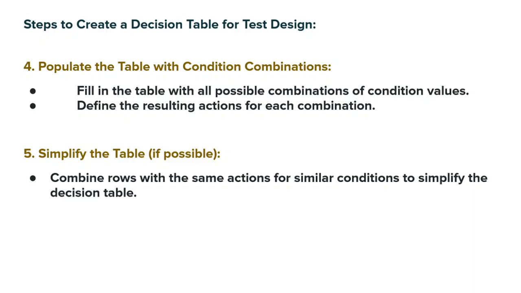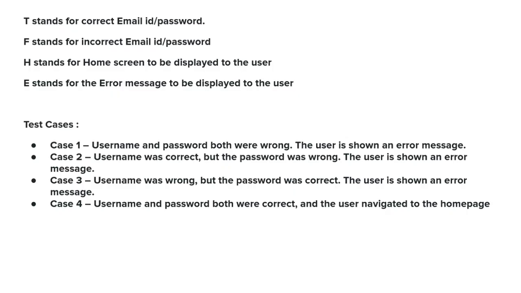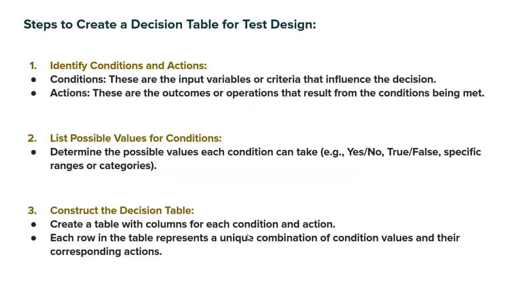So we have to identify what are the steps. We have to identify conditions and actions. What are the conditions? Conditions are the input variables or criteria that influence the decision. And actions are the outcomes or the operations that result from the conditions being met.